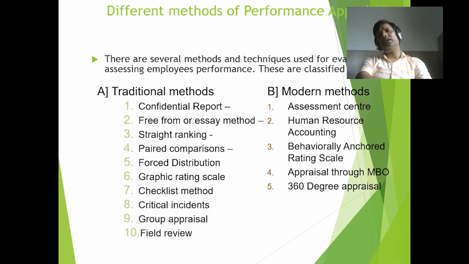B, modern techniques or methods. In this we have point 1, assessment center, point 2, human resource accounting, point 3, behaviorally anchored rating scale, BARS, point 4, appraisal through MBO, management by objectives, and point 5, 360-degree appraisal. So basically there are 10 traditional methods and 5 modern methods. Now it depends upon the organization which method it selects for the performance appraisal of its employees.